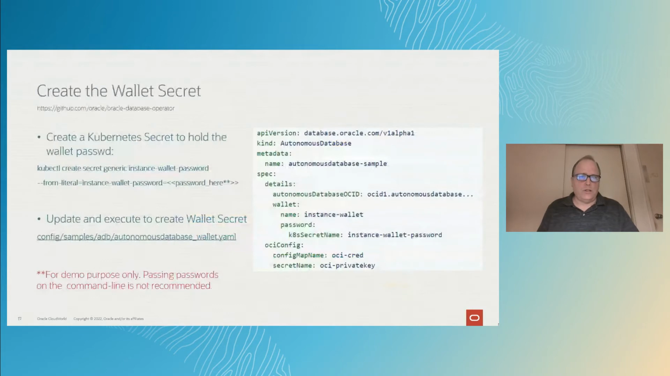In order to use these, you do need to have a wallet secret, because one of the ways to access autonomous databases is a wallet. So you would create the secret here. Again, this is command line, but it's only for the demo. And then you would modify autonomous database _wallet to create the secret.